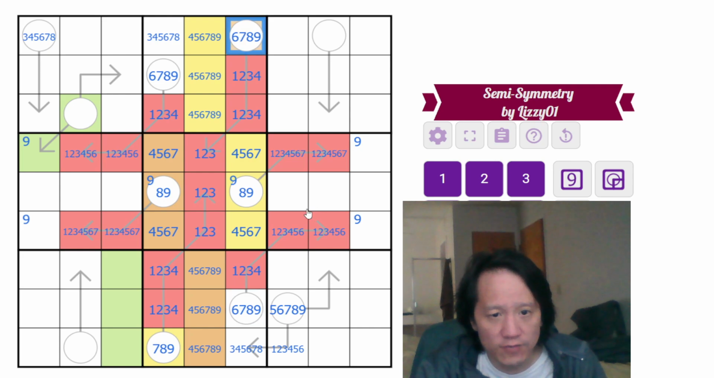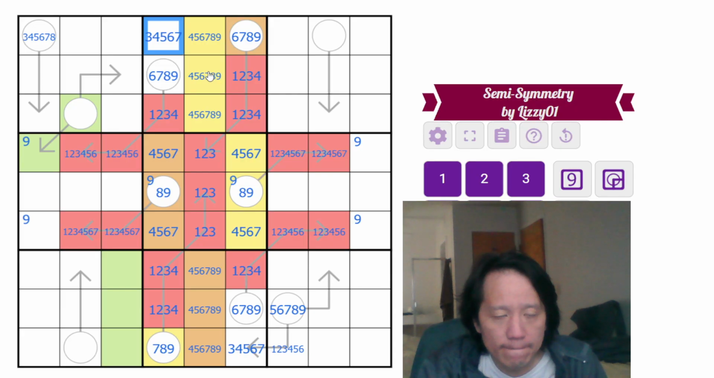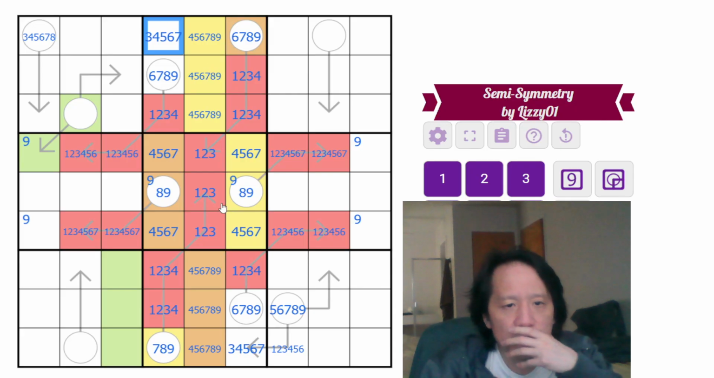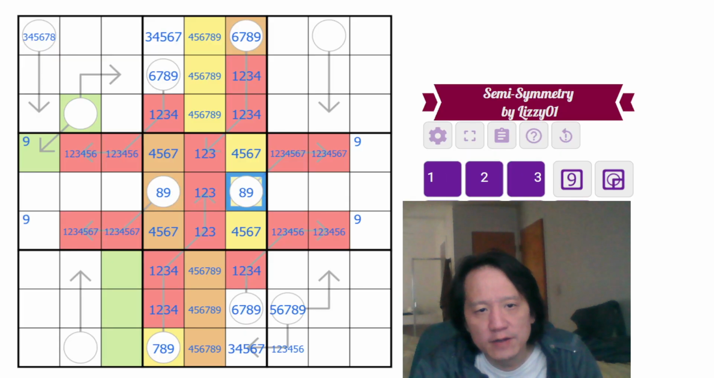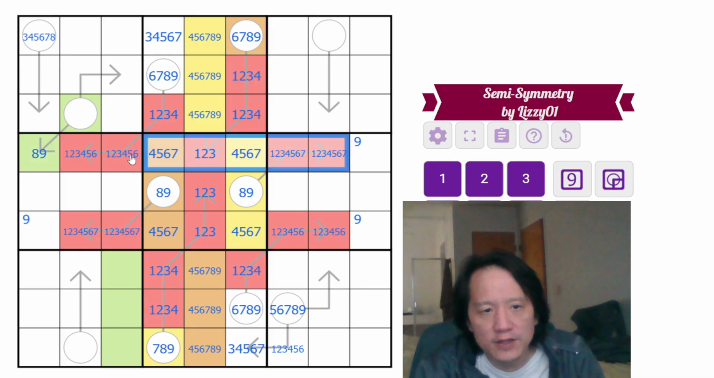So this cannot be 5. One of these is a 6, and one of these is a 7. This cannot be 8. So because we know that, this has to be an 8 and 9 pair. Right? Where else can the 8 be here? Because either you're losing 4 and 6, in which case you have the minimum, yeah.